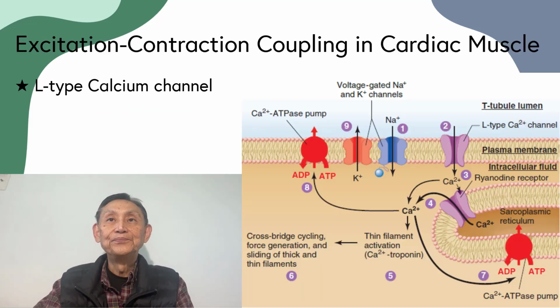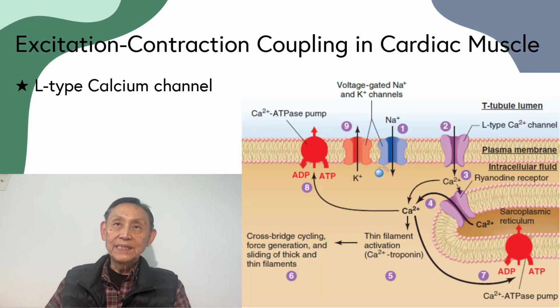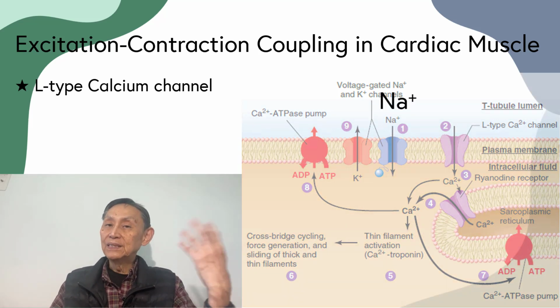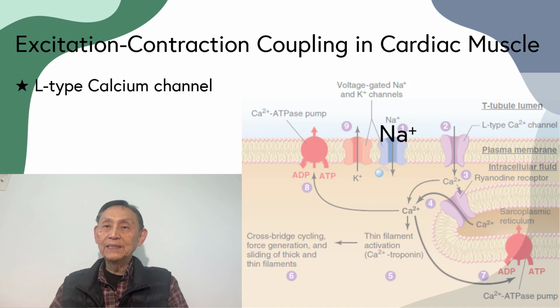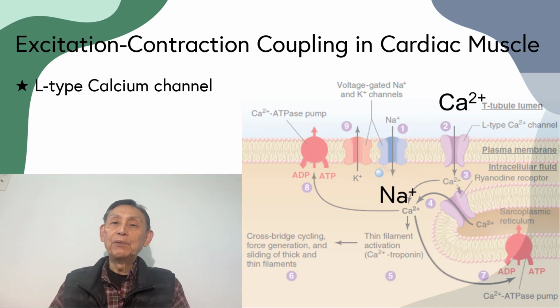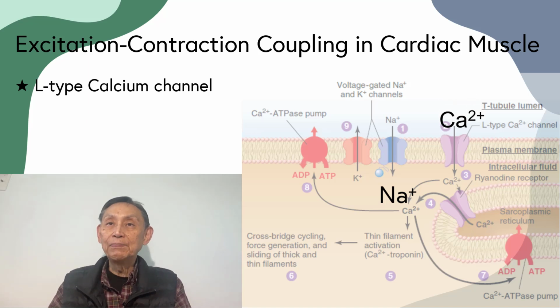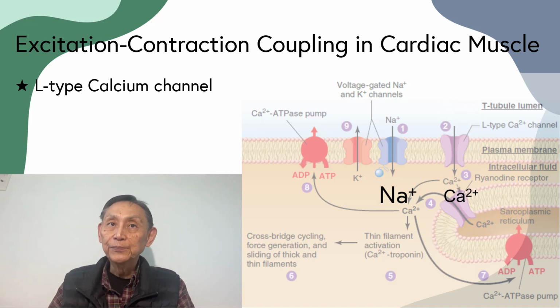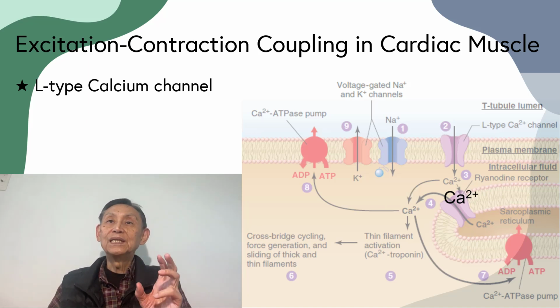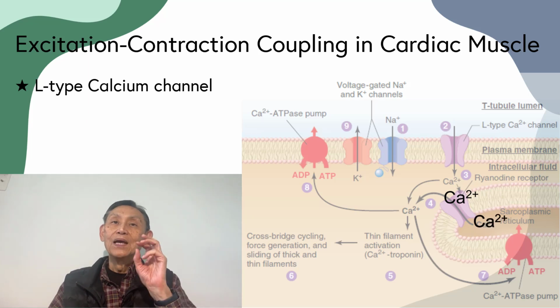Other than that, we can repeat the excitation-contraction coupling in cardiac muscle. So the membrane is depolarized by sodium entry as the action potential begins. And this depolarization will open the L-type calcium channel in the T-tubule, a small amount on the T-tubule first. A small amount of trigger calcium enters the cytosol, contributing to cell depolarization.